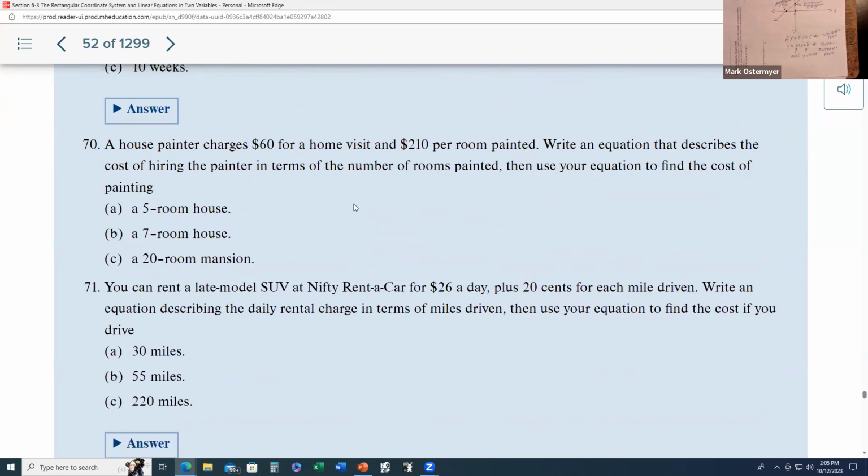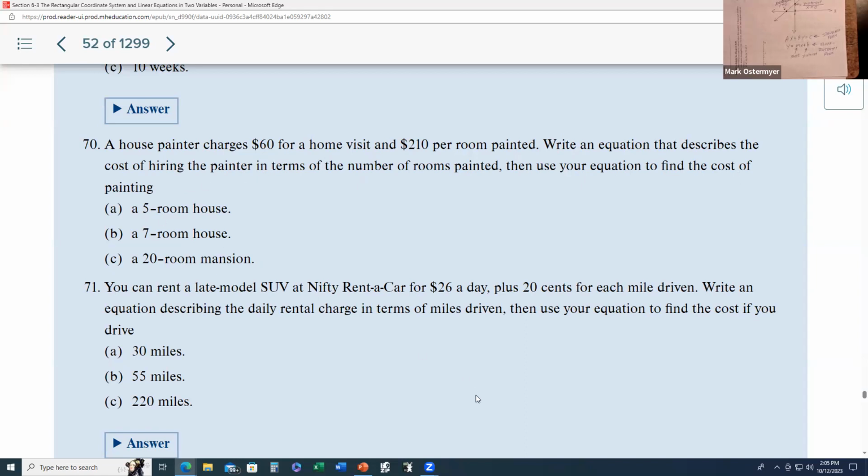Let's see. Okay, here we go. Number 70. A house painter charges $60 for a home visit and $210 per every room that's painted. Write an equation that describes the cost of hiring the painter in terms of the number of rooms painted. Then use your equation to find the cost of painting 5 rooms.